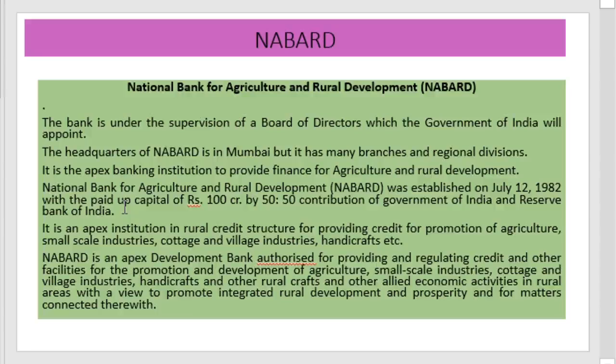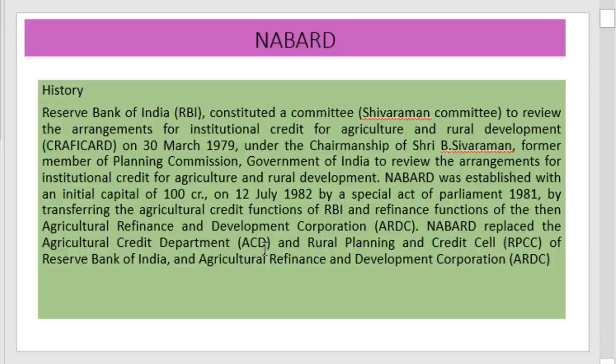It was established on July 12, 1982 with a paid-up capital of rupees 100 crores, as we have already seen, by equal contribution of the Government of India and the Reserve Bank of India. The Reserve Bank of India constituted a committee, namely the Shivaraman Committee, in 1979 to review the arrangements for institutional credit for agriculture and rural development, that is CRAFICARD, on 30th March 1979. Its chairman was Sri B. Shivaraman, a former member of the Planning Commission, Government of India.